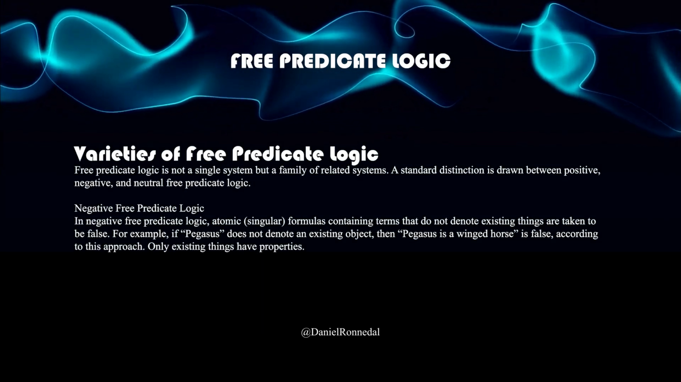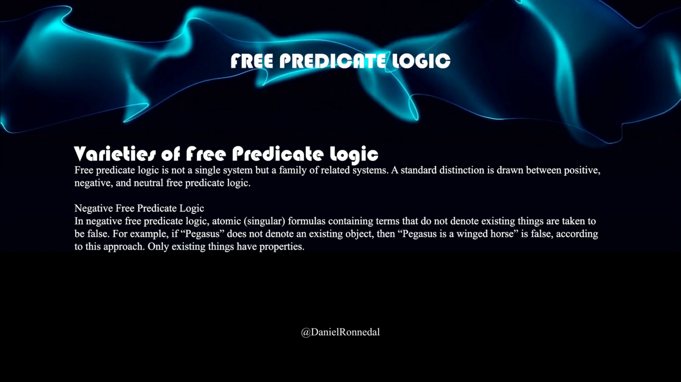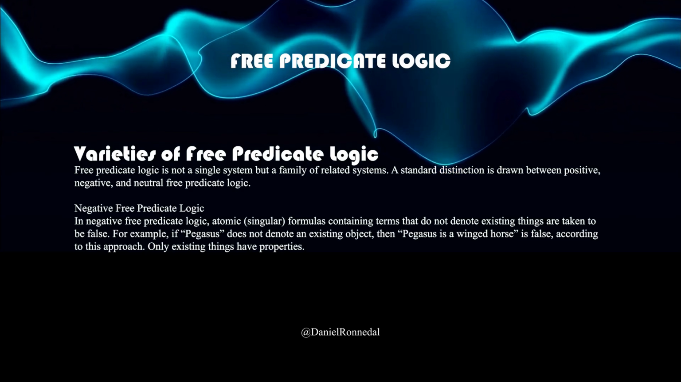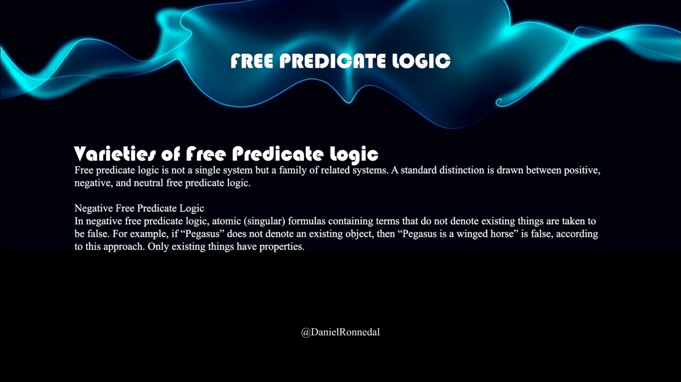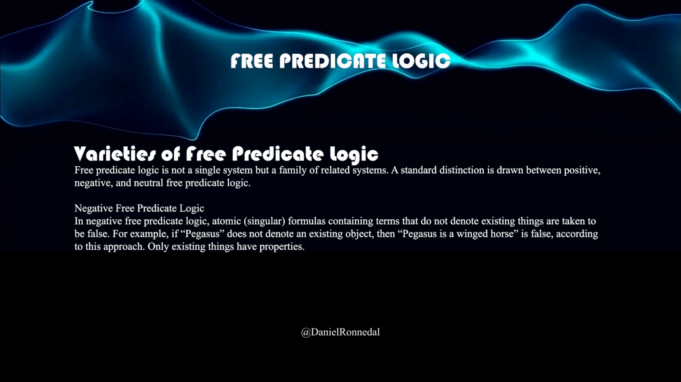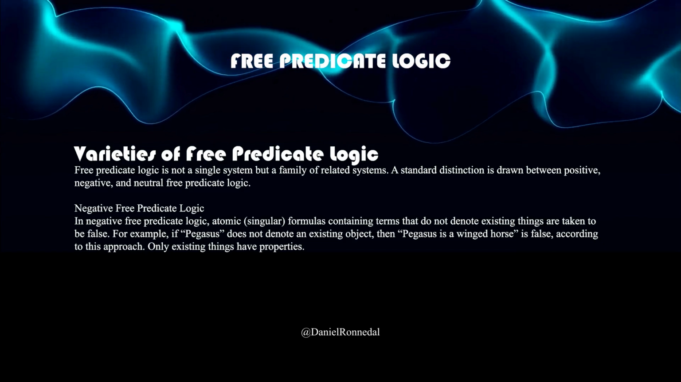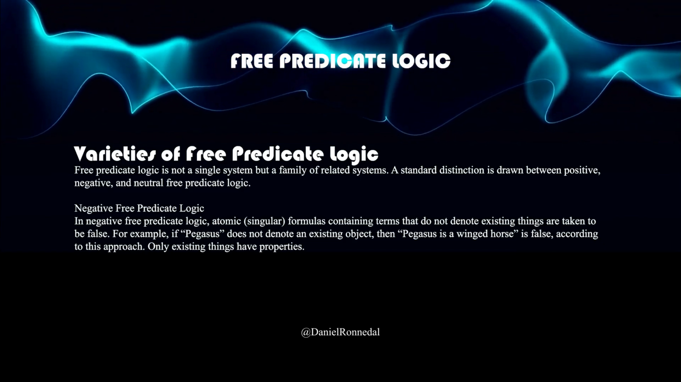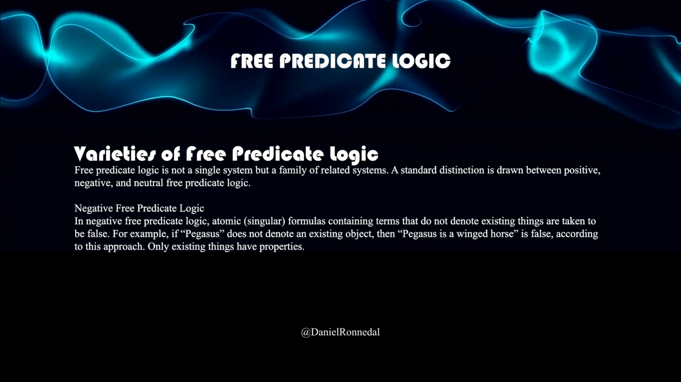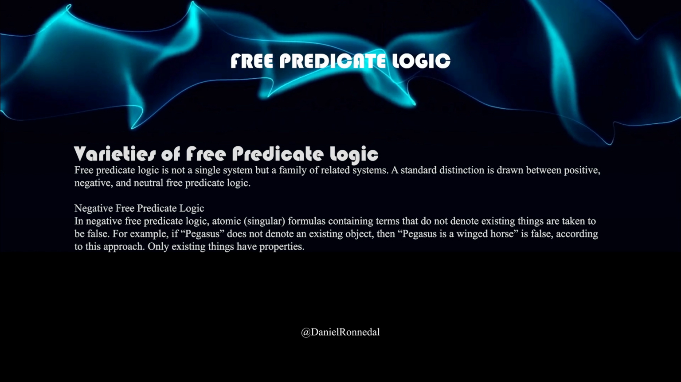Free predicate logic is not a single system but a family of related systems. A standard distinction is drawn between positive, negative, and neutral free predicate logic. In negative free predicate logic, atomic formulas containing terms that do not denote existing things are taken to be false. For example, if Pegasus does not denote an existing object, then "Pegasus is a winged horse" is false according to this approach. Only existing things have properties.